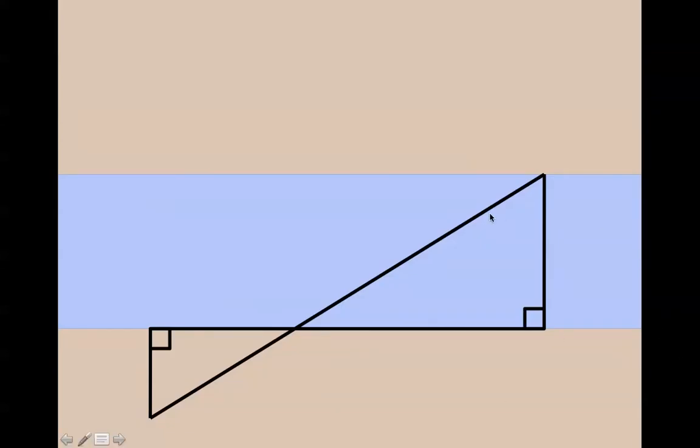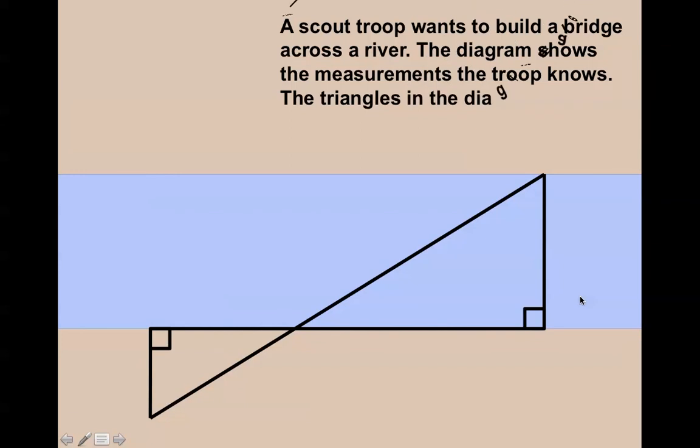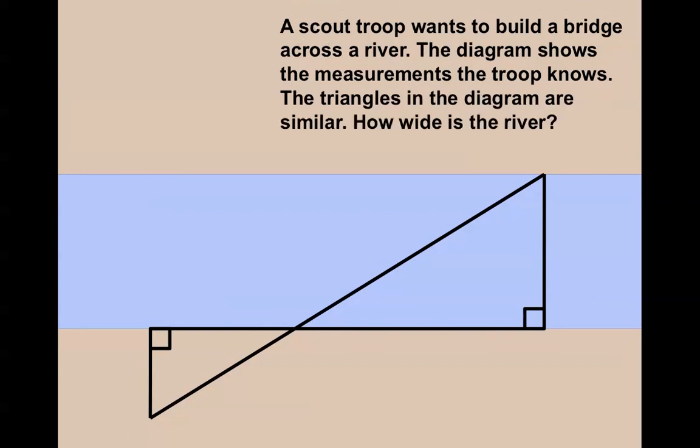You can also use similar triangles, like this, to measure distance across a river. Notice this distance isn't the easiest thing to measure right here, but I can measure everything else on this side of the river. So what if we wanted to build a bridge? How wide is the river? Notice you can measure all of these.